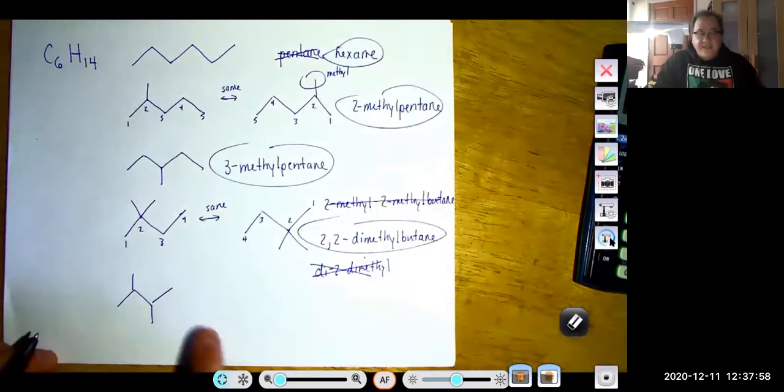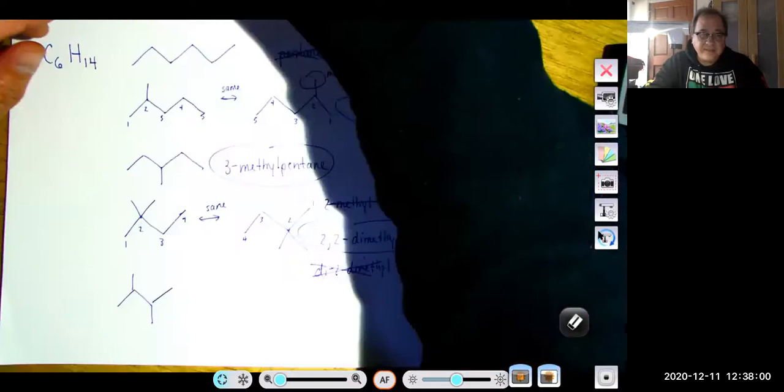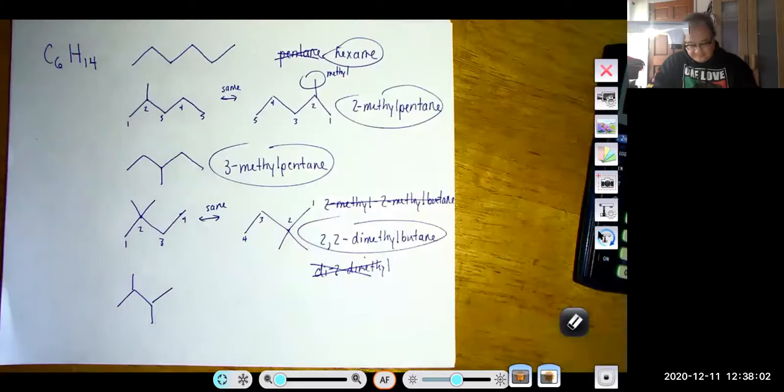What is the name of this isomer? When you think you have it, give me a thumbs up.